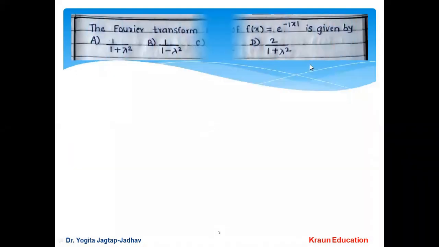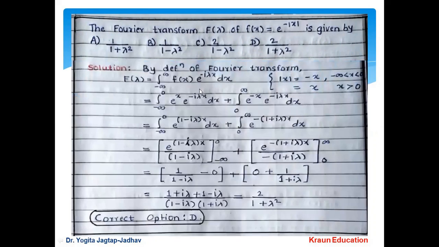Now consider the next example. Here, the Fourier transform F of lambda of f of x equal to e raised to mod x is given by any one of these 4 options will be correct. And again, by using the definition of the Fourier transform, we have F of lambda equal to integration from minus infinity to plus infinity f of x e raised to minus I lambda x into dx. Now, according to the definition of the modulus function, we have modulus of x equal to minus x for negative values of x, and it is equal to plus x for the positive values of x.